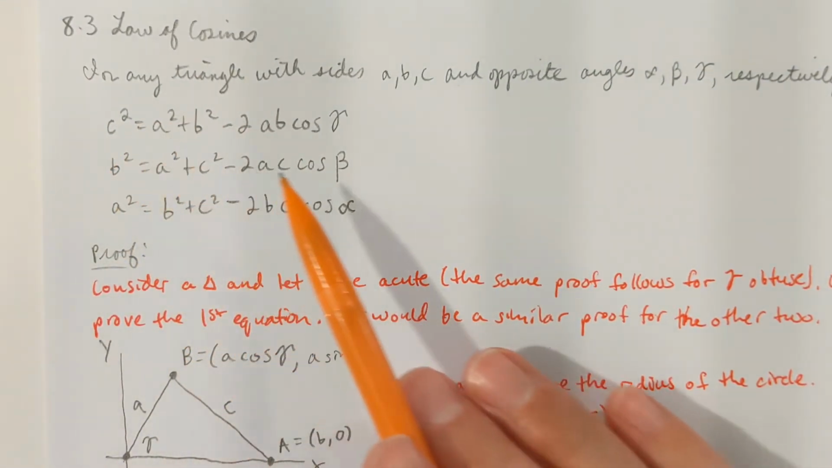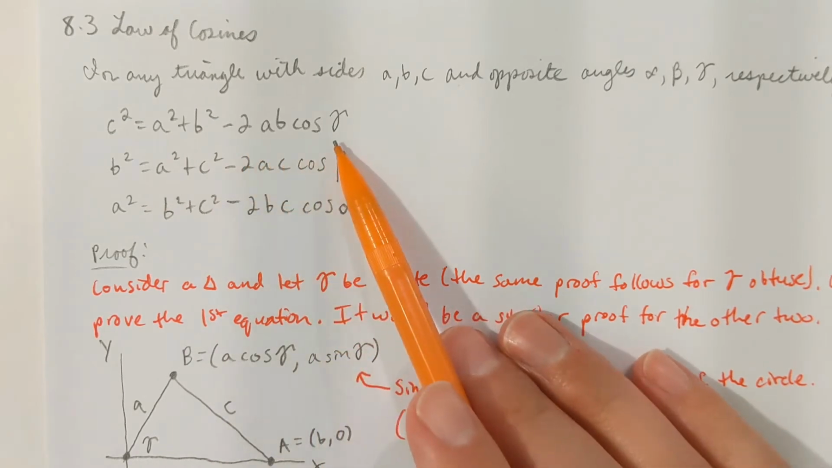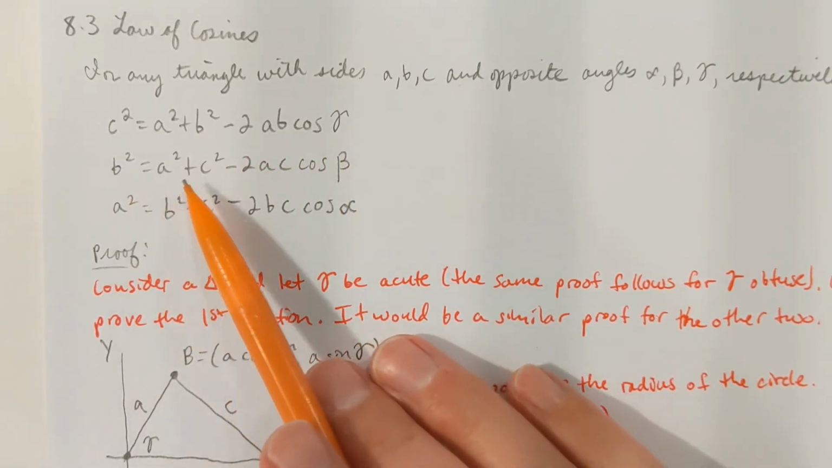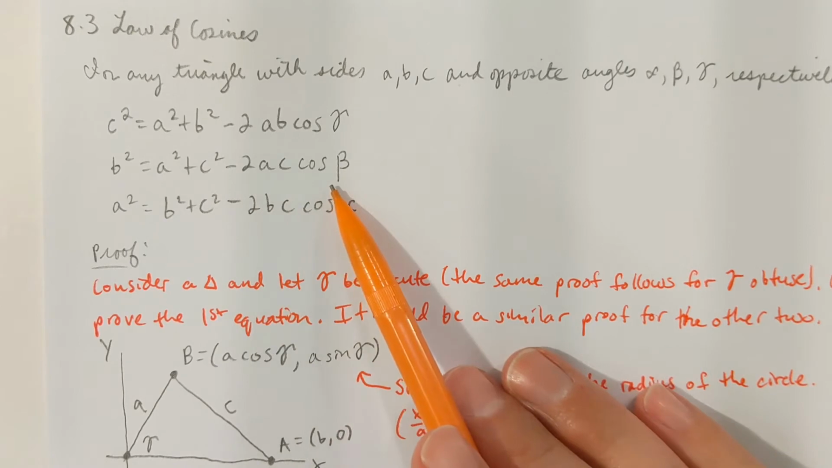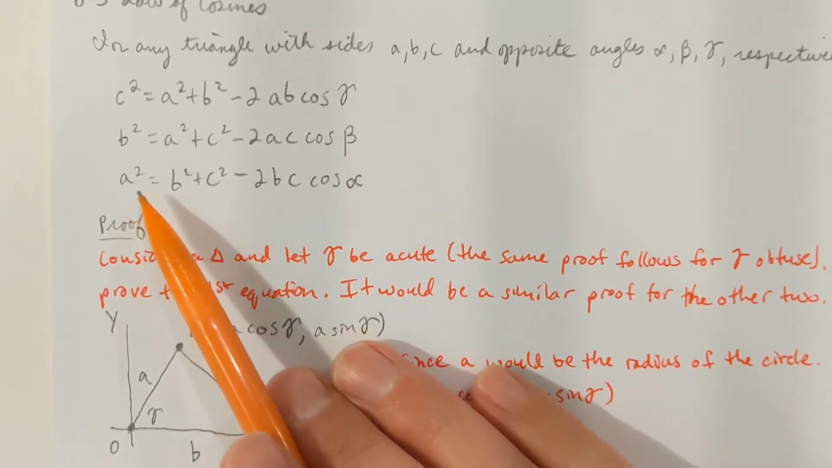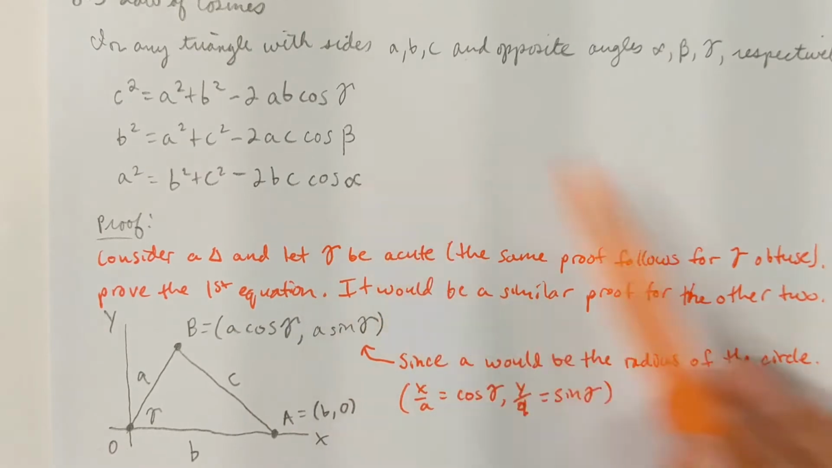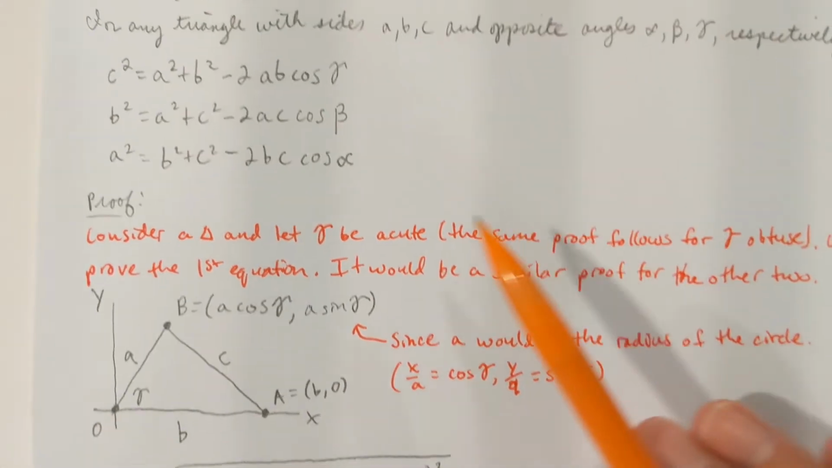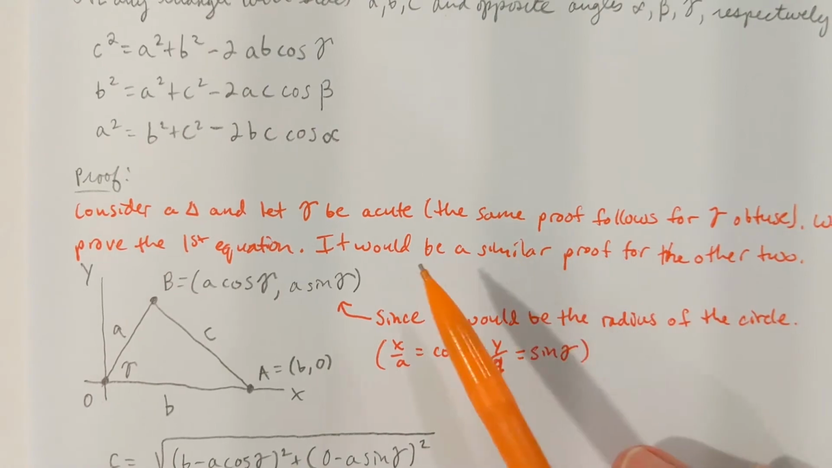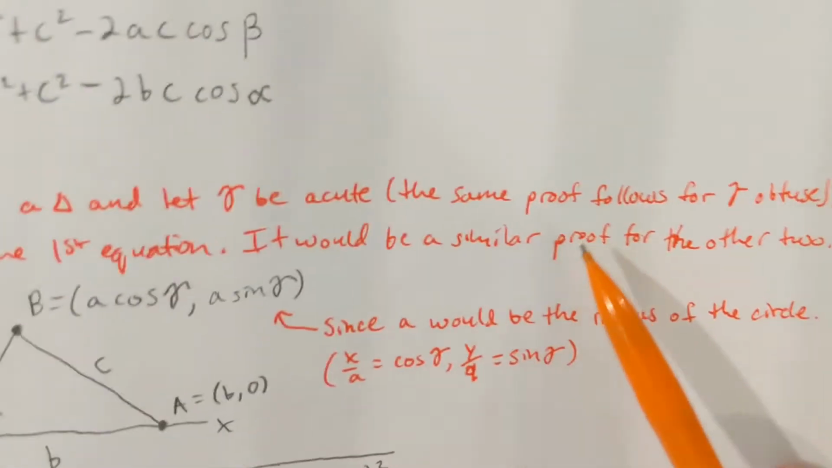C squared equals A squared plus B squared minus 2AB cosine gamma. B squared equals A squared plus C squared minus 2AC cosine beta. A squared equals B squared plus C squared minus 2BC cosine alpha. All right, a proof of this isn't too bad, so I thought maybe a quick look at this proof here.